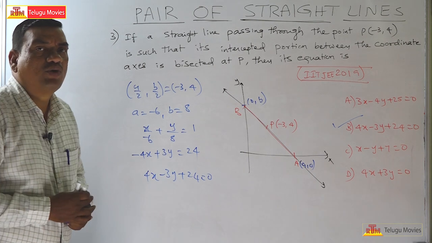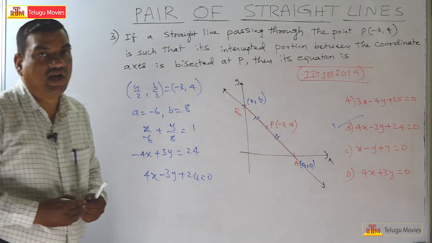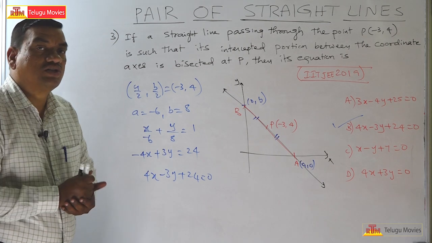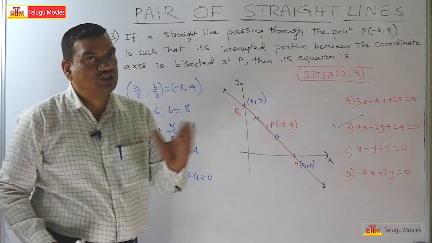A very, very easy problem. This is the given: P is the midpoint of AB. Such easy problems are also given. I hope that you understand the solution. Let us go for the next problem.